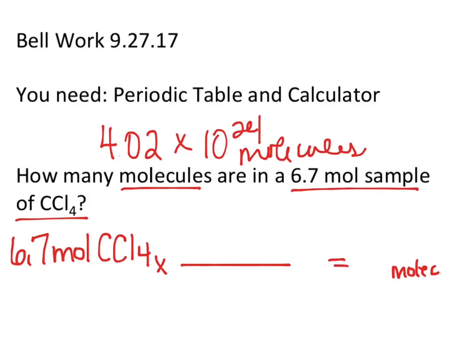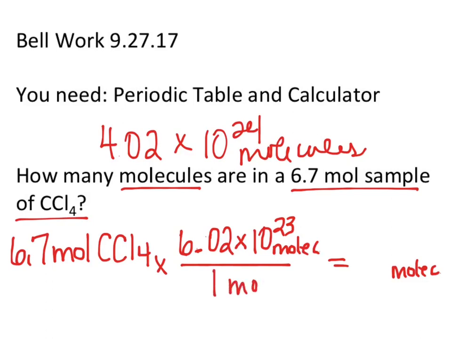But what goes on top? 6.02. Avogadro's number, yes, 6.02 times 10 to the 23rd molecules. And that is always in 1 mole. Can we write E to the 23rd instead? I don't care.